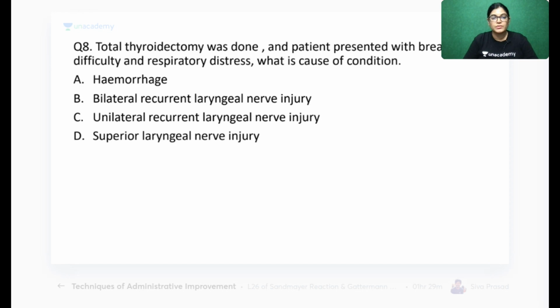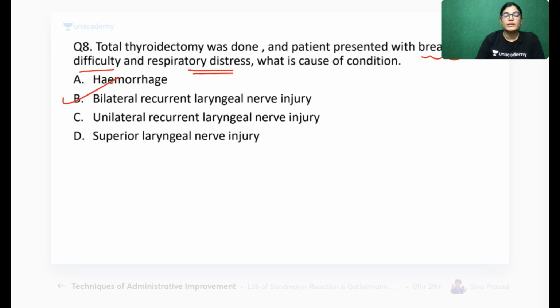Unilateral recurrent laryngeal nerve injury. Why unilateral? The patient is suffocating, with breathing difficulty and respiratory distress. The question is telling you the important signs and symptoms in the patient: breathing difficulty and respiratory distress. That is only seen when there is injury to both recurrent laryngeal nerves. In that case, we can see this condition. So when total thyroidectomy is done, the patient will have breathing difficulties and respiratory distress. So bilateral recurrent laryngeal nerve injury is the correct answer.